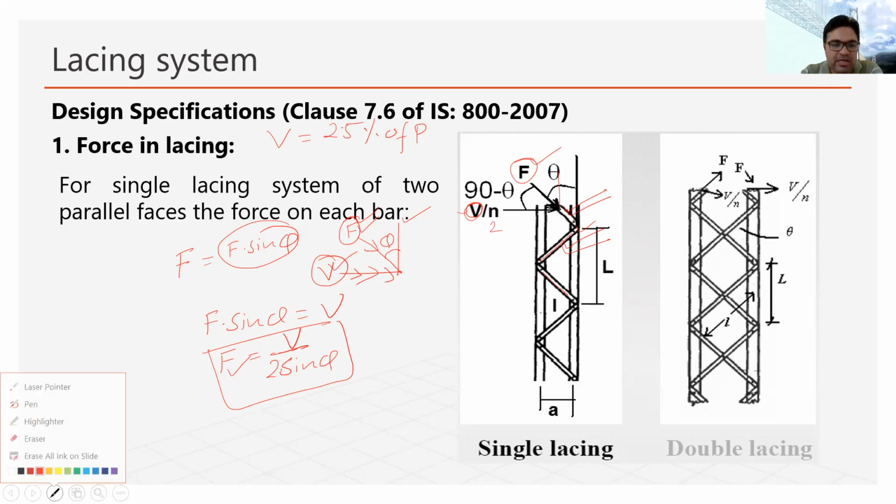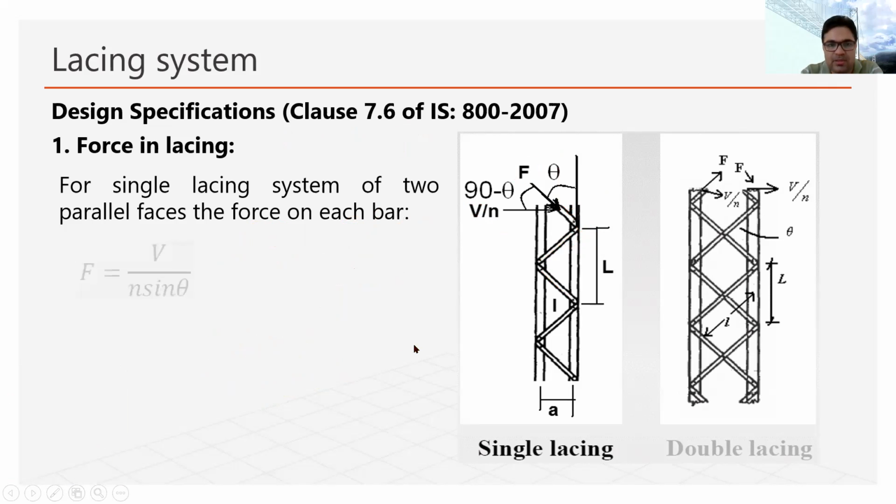So this is how we calculate the value. N is the number of faces, that is, how many faces you have provided the lacing system on. Generally we provide it on two faces. If we are providing it on two faces, then it will be face A, and on the opposite side face B. Because of that, V will be divided into two.